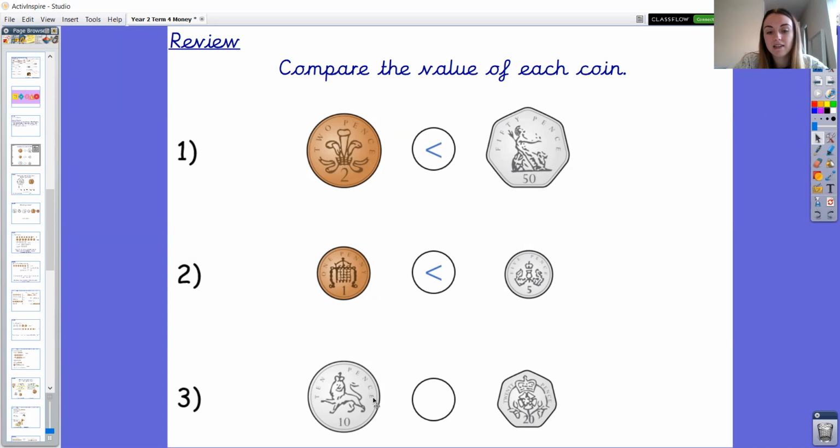So we have 10 pence, and we could say that's 10p, compared with 20 pence, which we can say is 20p. What do you think, Year 2? Well done, let's say it together. 10p is less than 20p. So what do you notice, Year 2? They are all less than. Well done. Okay, let's move on to our explore phase for today.